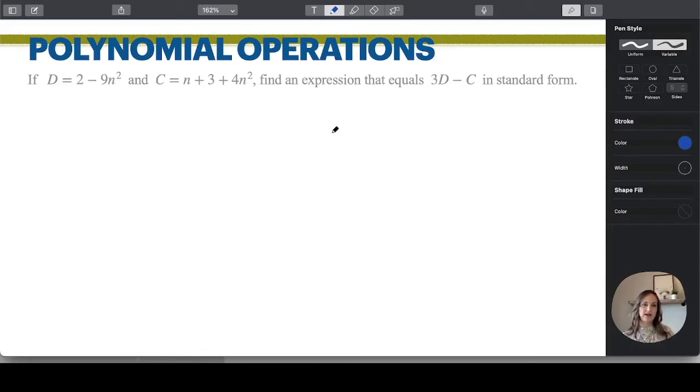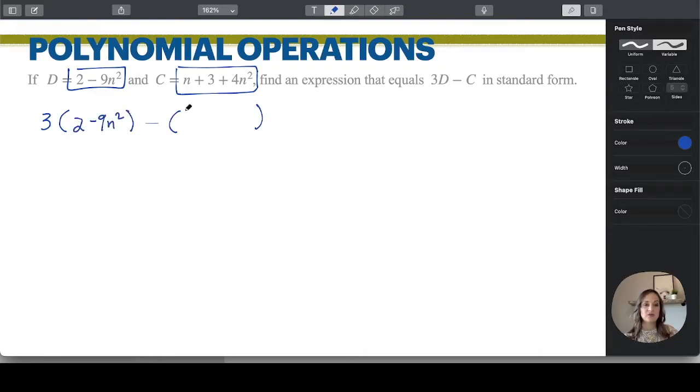So, in order to write an expression that equals 3d minus c, we know that this is what d equals, and then this is what c equals. So we are going to multiply 3 times this expression. So 3 times d, and then minus c. So d is 2 minus 9n squared, c is n plus 3 plus 4n squared. So 3 times 2 is 6. 3 times 9 is a negative 27n squared.